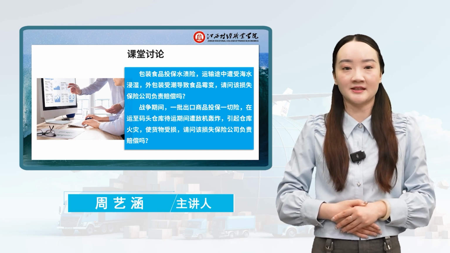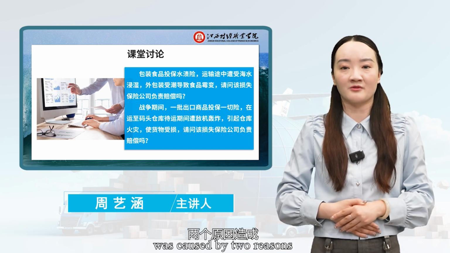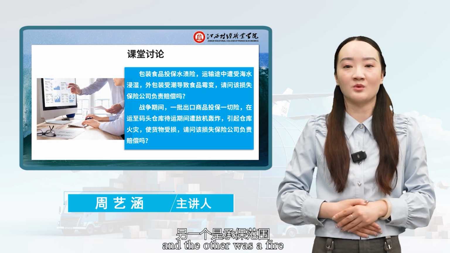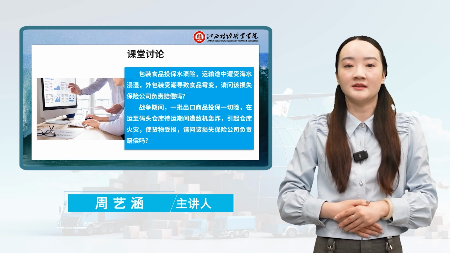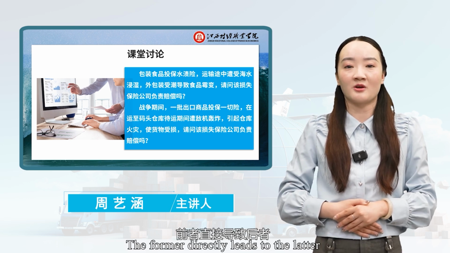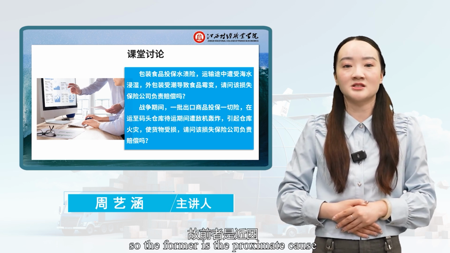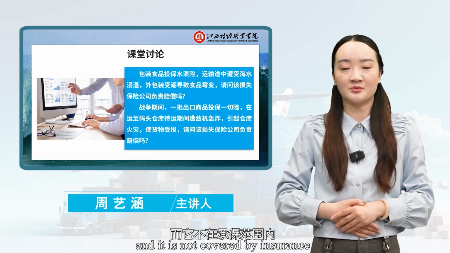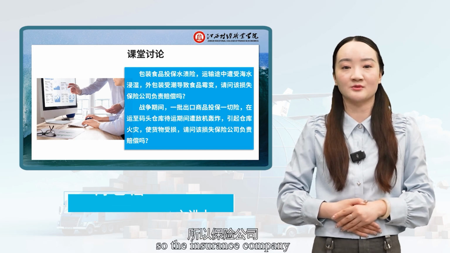Second, the insurance company is not responsible for compensation. In this case, the damage to the goods was caused by 2 reasons. One was a war outside the coverage, and the other was a fire within the coverage. The former directly leads to the latter, so the former is the proximate cause, and it is not covered by the insurance, so the insurance company can refuse to compensate.